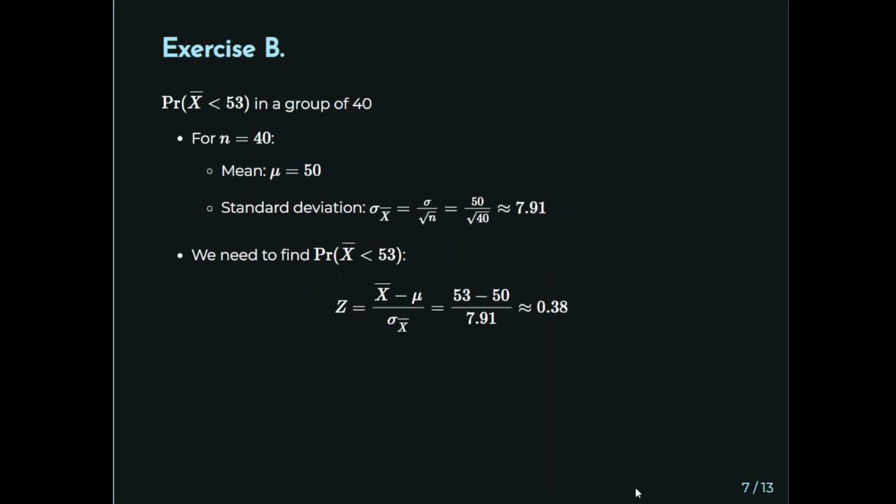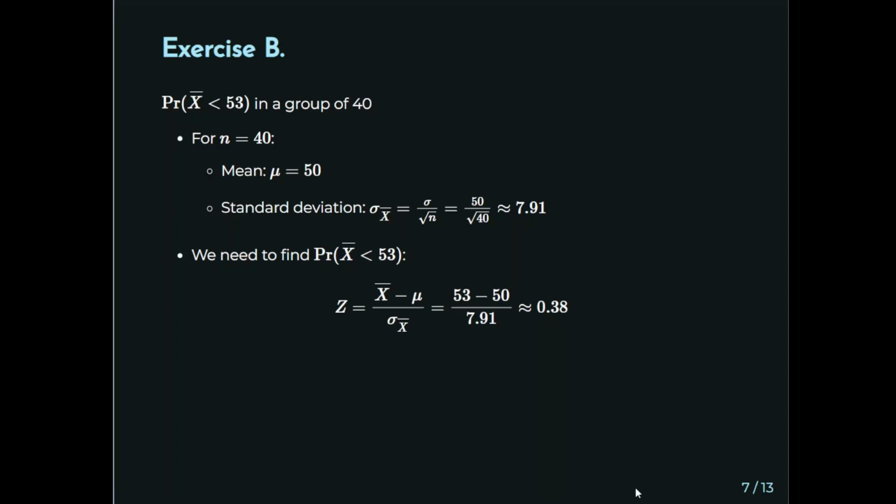Okay, moving on to the next one now. The probability of x bar being less than 53, we're going to approach this the same way. Some of the numbers change, but it's more or less the same sort of approach. For n equal to 40, mu is still equal to 50. It'll stay 50 the whole way through. The standard deviation will change because we are dealing with a new sample size here.